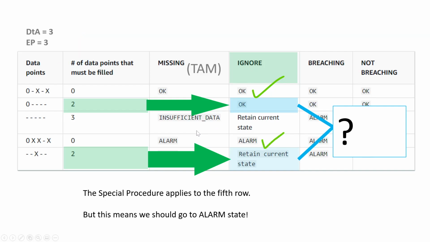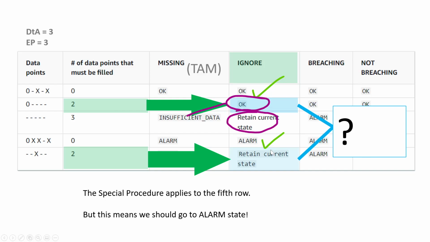I can also explain row 4, this row here, that they've put alarm in, because yes, we've got some missing data here, the dash. However, if we use the most recent principle, we've got a breacher, a breacher, and a breacher. So we've fulfilled the evaluation period, and the data points to alarm is also fulfilled, because we've got 3 data points that are breaching. So that can positively be said to be in the alarm state. Okay, so that can be explained. They do fulfill the DTA, yep.